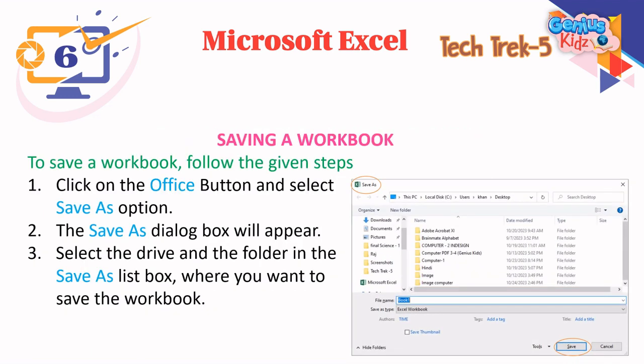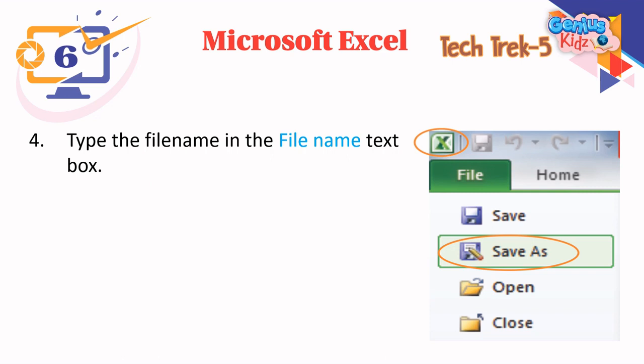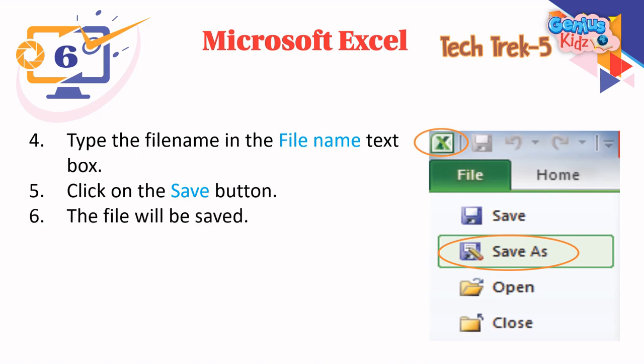Saving a workbook. To save a workbook, follow the given steps. 1. Click on the Office button and select Save As option. 2. The Save As dialog box will appear. 3. Select the drive and the folder in the Save As list box where you want to save the workbook. 4. Type the file name in the file name text box. 5. Click on the Save button. 6. The file will be saved.